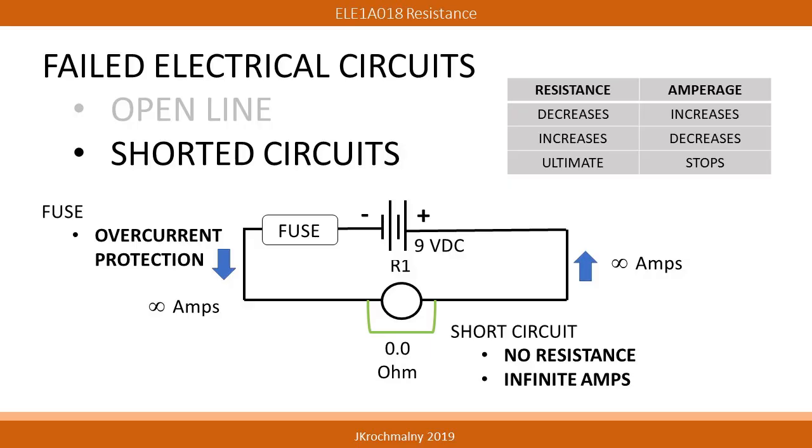An overcurrent protection device commonly used in electrical circuits are called fuses. Fuses have a rating in amps, and if the circuit it is protecting exceeds the fuse amperage rating, it will open, stopping amperage flow through the circuit.